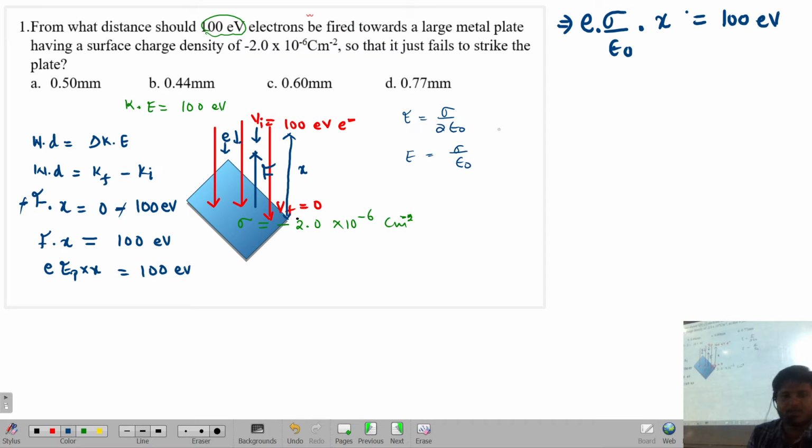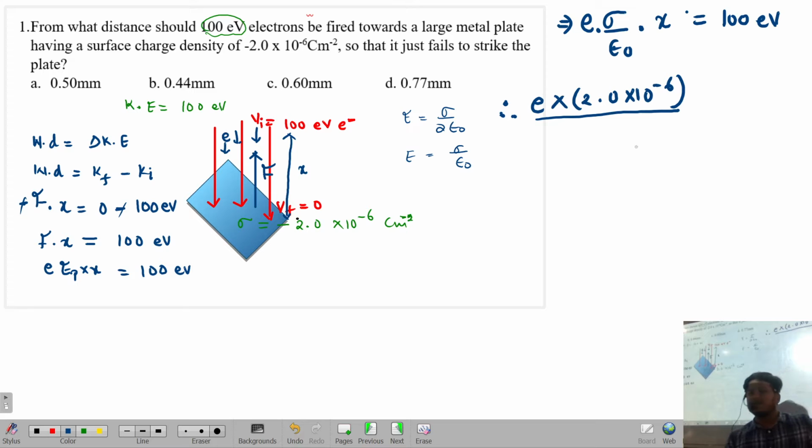I think I am correct. So therefore, what is the value of e? 1.6 into 10 to the power of... I'll just change into simple form. Okay, look over here. So this is e. Sigma is how much? Consider it to be positive 2.0 into 10 to the power of minus 6, because you have included the value of direction. The negative sign has already been included in direction.